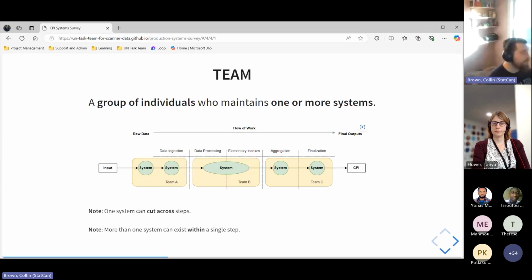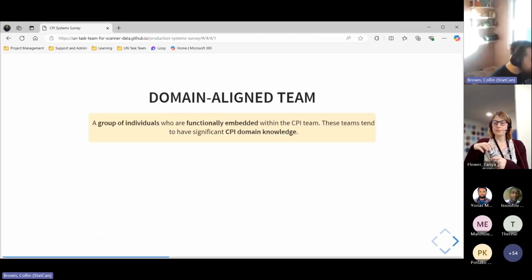So again, this really could be any combination of software systems. We're trying to keep it as open-ended as possible to capture as many scenarios as we can. So I made this comment about a domain-aligned team.